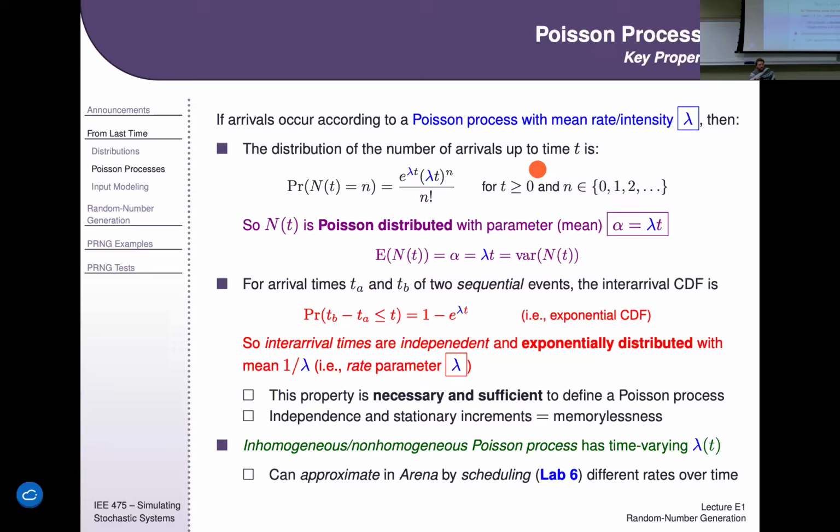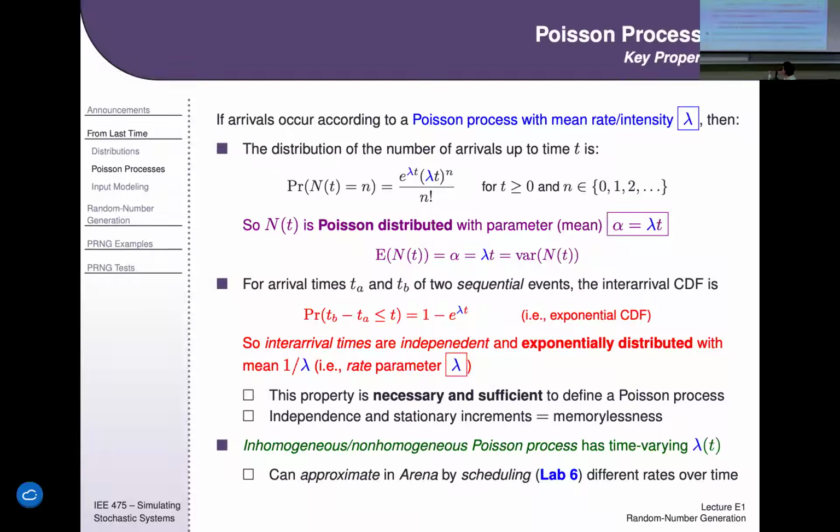In lab 6, we will talk about scheduling in Arena. In lab 5, as you start building your first models in Arena, you'll see that you can schedule arrivals. You can say these customers or these parts arrive at a particular rate, and that rate is assumed to be constant through the sim.